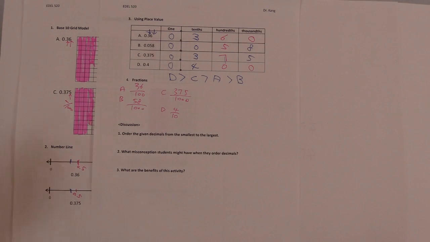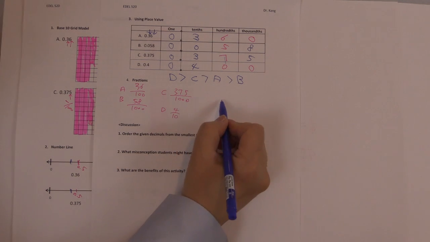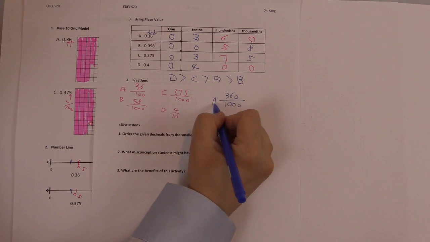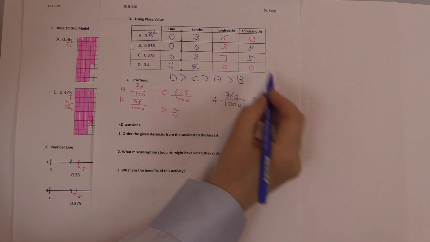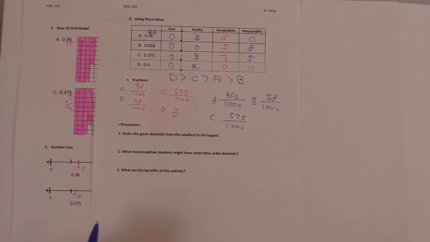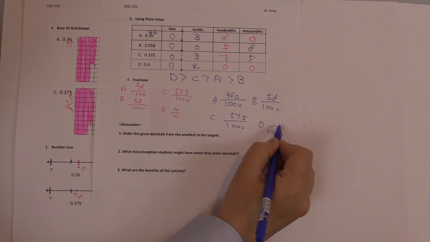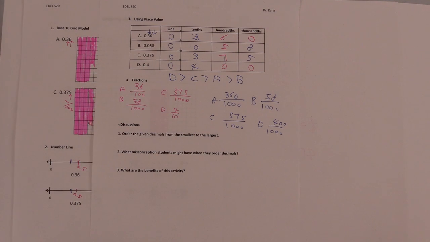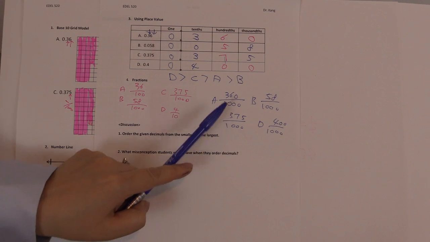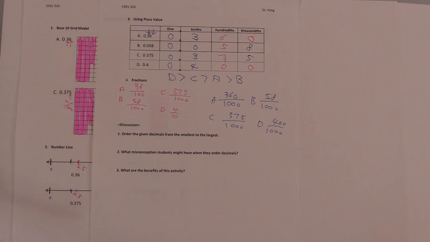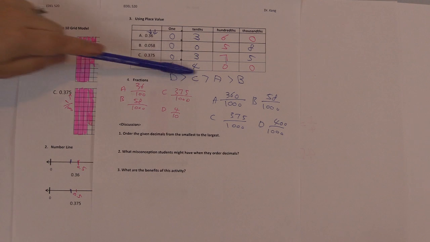So if we change the fractions to a common denominator of 1,000, A is 360 thousandths, and B is 58 thousandths. C is 375 thousandths. D is 400 thousandths. So now we have all the same denominator here, then we can tell easily. Just simply look at the numerator here. So D is the largest, C is next, A is next, and B is the smallest. That's why kids can see them using the same denominator. So I recommend adding 0 there so they have the same place value.